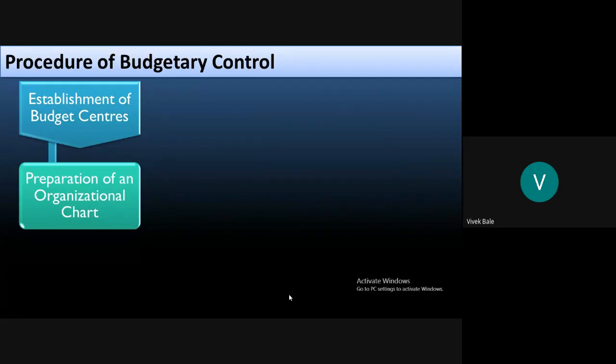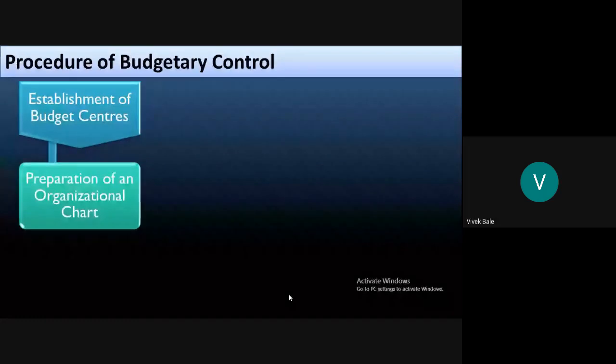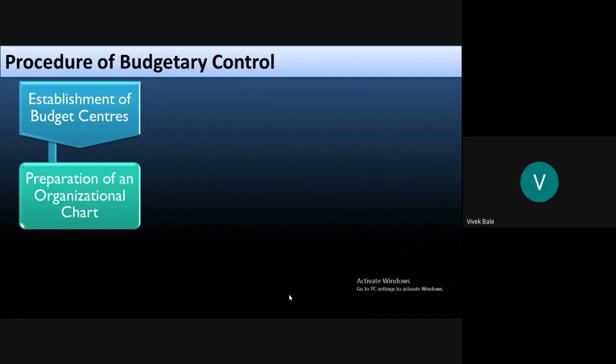It means that once the budget center is created in an organization, the second step is to prepare an organizational chart. This organizational chart will help to understand the persons to whom you are reporting and the person who is responsible for the preparation of the concerned budget. So control can be easily understood, and simultaneously you will also know who is responsible for making the budget of the concerned department. So this is the second process in budgetary control.